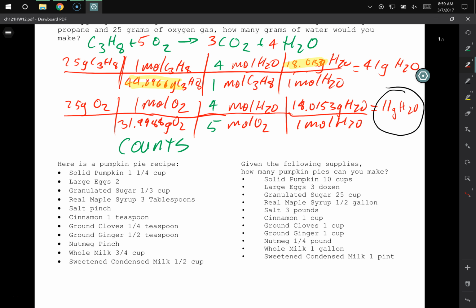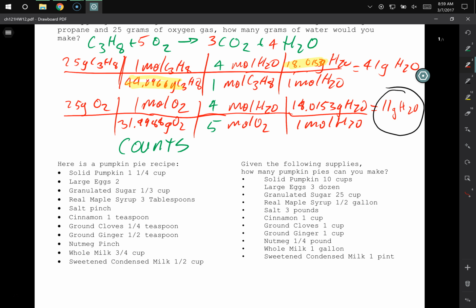How many pies can I make with the eggs that I have? 18? Because 36 divided by 2 gives us 18. Can I make 18 pies? I've got plenty of eggs to make 18 pies. Why can't I make 18 pies? Because I run out of sweetened condensed milk. The moment I've made 4 pies, I can't keep going because I'm missing an ingredient. So that's really what the limiting reagent problems are. I keep making what I want until something runs out.